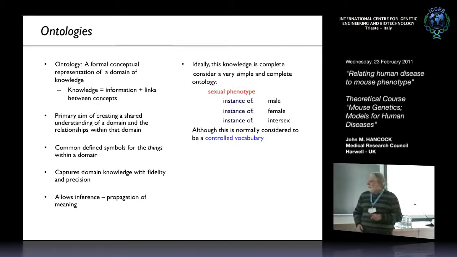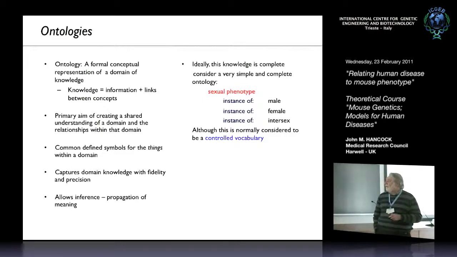And so you need a set of names, and it has to be accurate, and it has to allow logical inference from the structure. So you can make, just as a simple example, here's a simpler example of a bit of an ontology. So under phenotypes, there is sexual phenotype. There are three, I think, possible sexual phenotypes: male, female, or intersex.